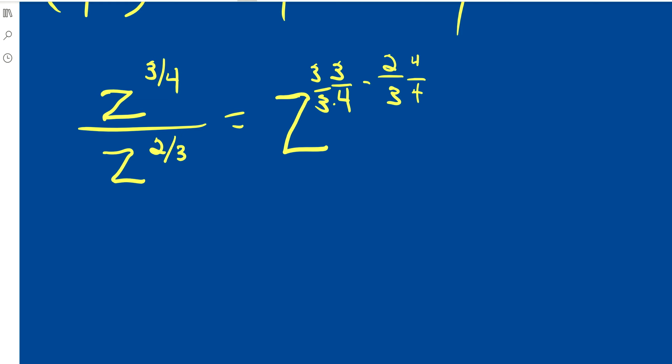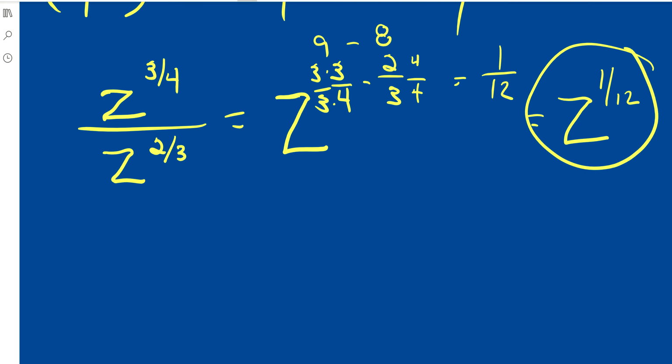This is subtraction, so I know my denominator is 12, and my numerator then is going to be 3 times 3 is 9, minus 2 times 4 is 8, 9 minus 8 is 1. So my answer is going to be z to the 1 over 12. Let's do D.